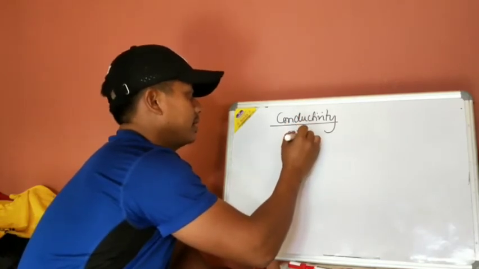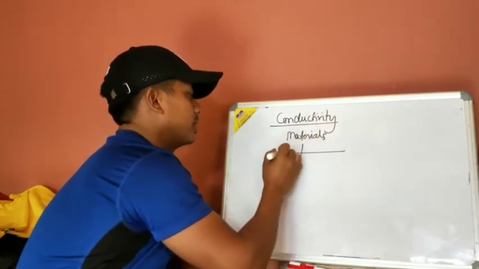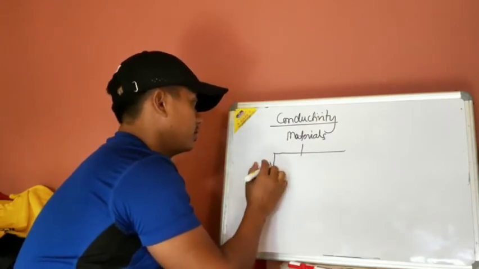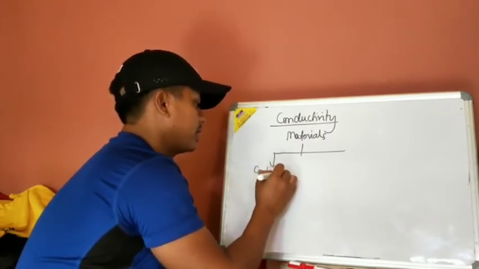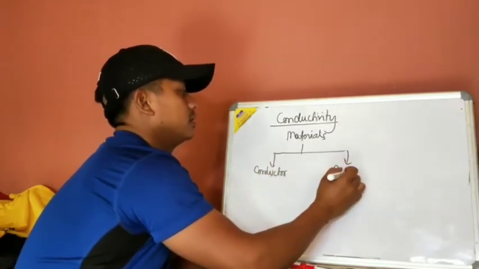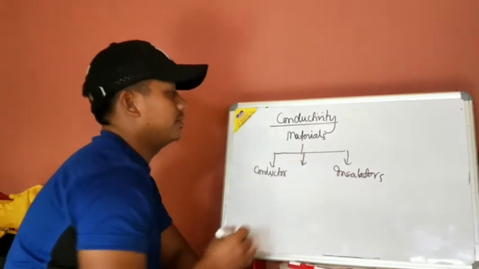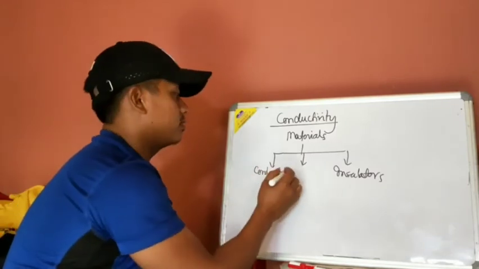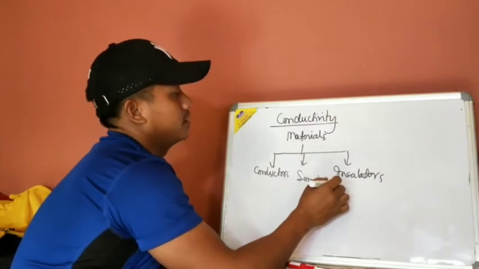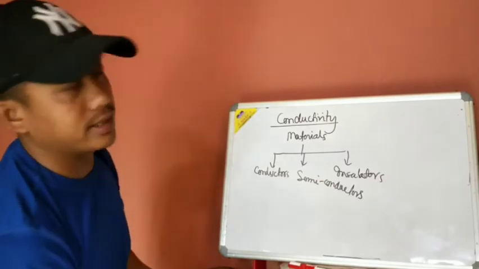Materials are classified into three categories. One is conductor, which can easily conduct electricity. One is insulator, and the conductivity which is in between that of conductors and insulators is known as semiconductors. These are the classification of materials based on their conductivity.